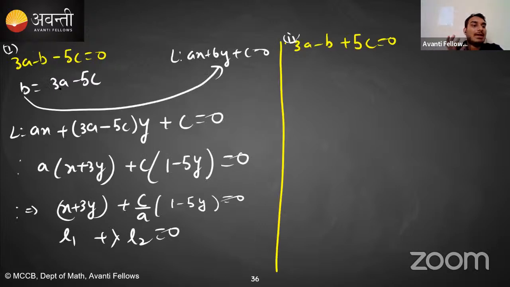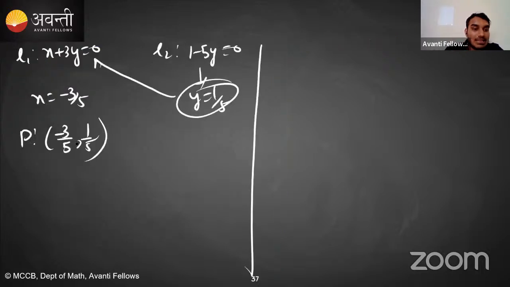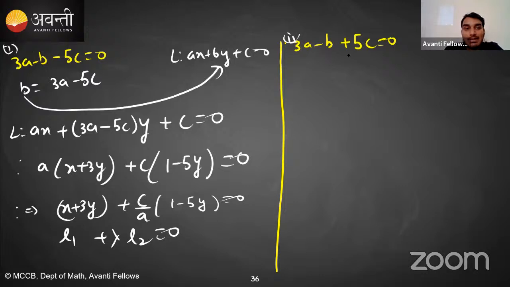So if 3a minus b minus 5c is 0, then the line passes through a fixed point, and that fixed point is minus 3 by 5 comma 1 by 5. But if 3a minus b plus 5c is 0, then what will b be? b is 3a plus 5c. Again, the line is ax plus by plus c equal to 0.